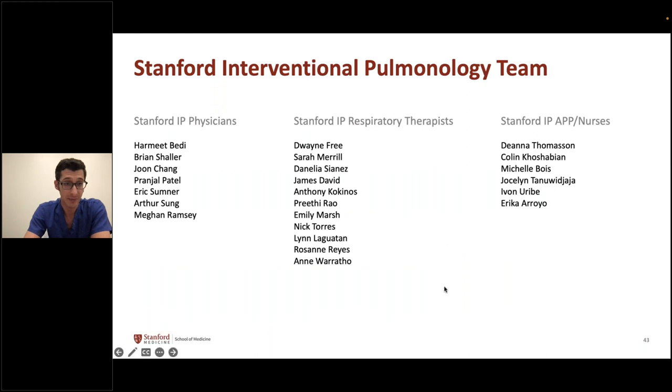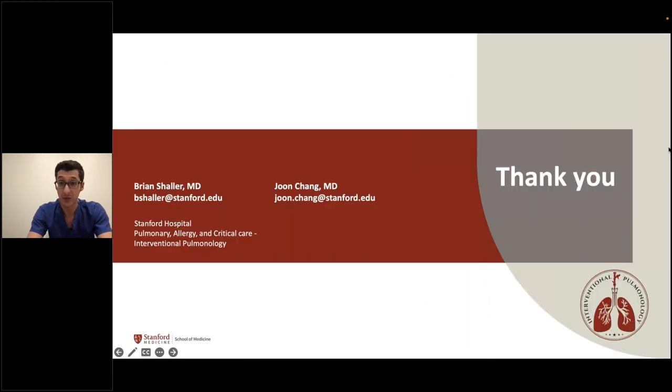This is our team at Stanford. We have a team that's pretty big and growing. That was Eric doing the rigid intubation. He did a nice job. These are all of our really incredible respiratory therapists and our amazing staff of office nurses and our two APPs, Deanna and Colin, who form up our pleural disease service. Thank you so much for your time.